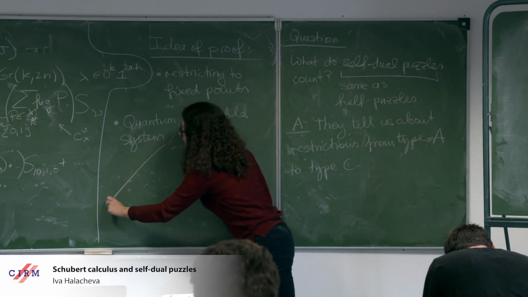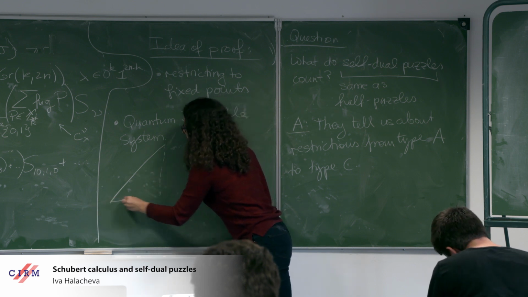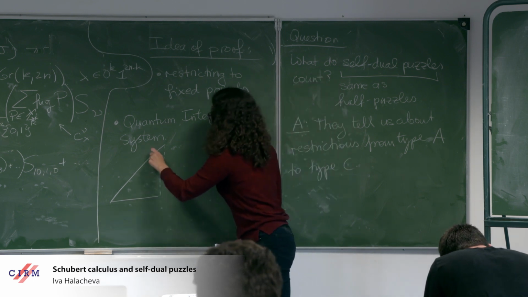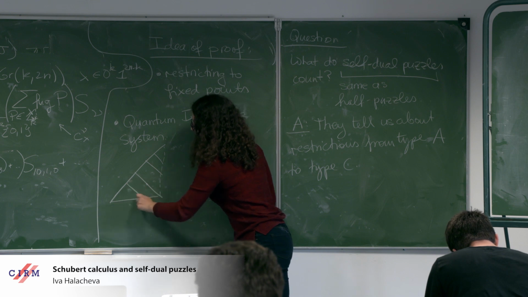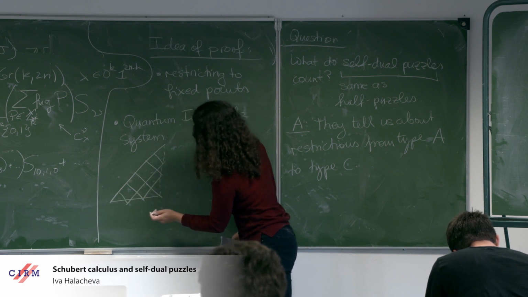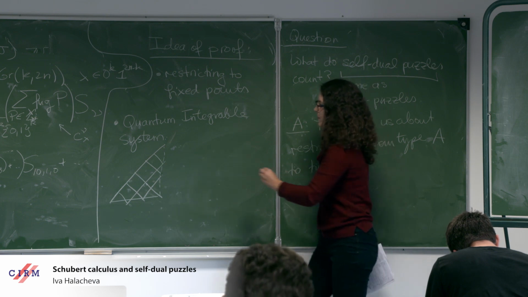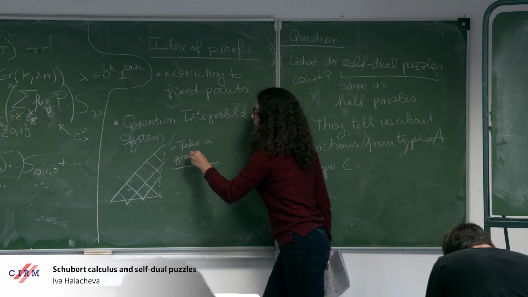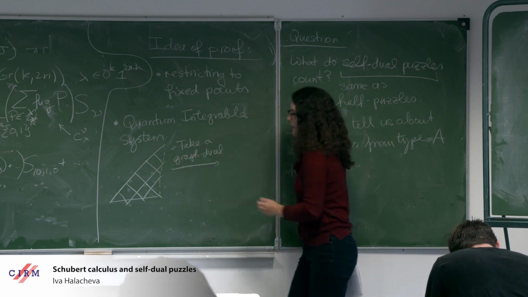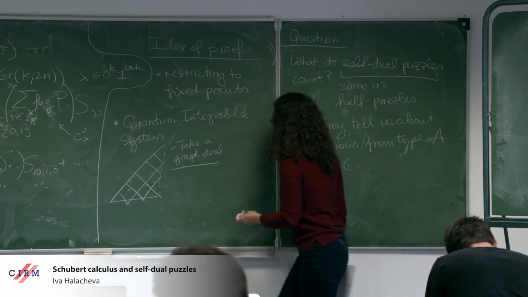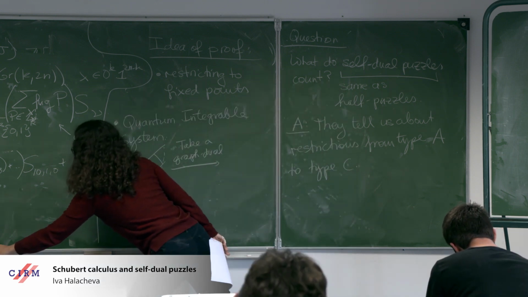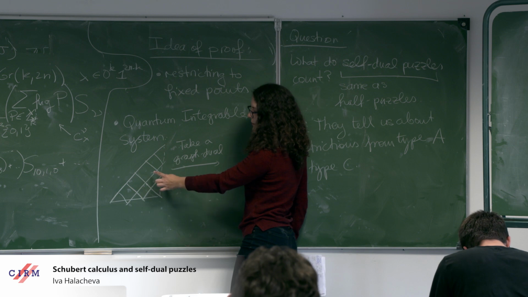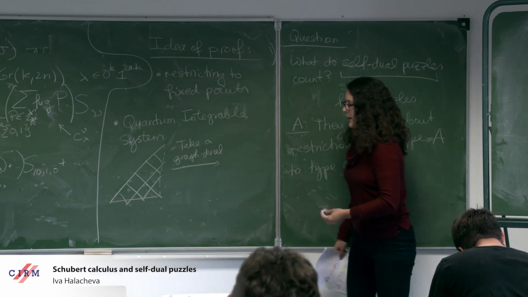So let me say a little bit about this. We have our half puzzles, and they have the triangles inside, or rhombi. What we'd like to do is take a graph dual, just because it's easier to work with strings than with these rhombi and triangles. To each rhombus, we'll associate a crossing. To each half rhombus, there'll be a bounce off the wall. And to each triangle, there'll be a trivalent vertex.